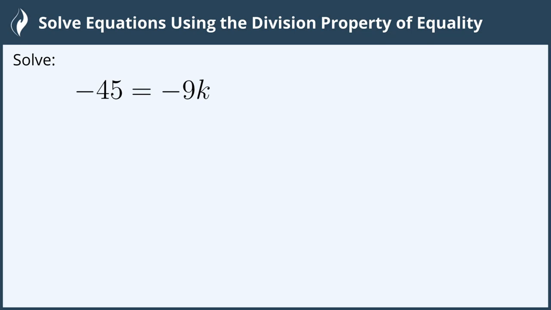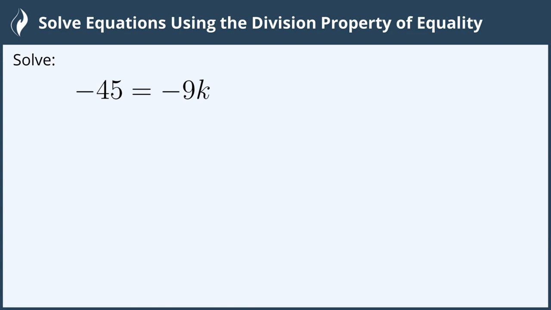Hi everyone! In this video we will solve equations using the division property of equality. Solve -45 equals -9k. To solve an equation, we must isolate the variable on one side of the equal sign. To do that, we find all of the operations occurring around the variable and do the opposite to negate those, and therefore it isolates it.